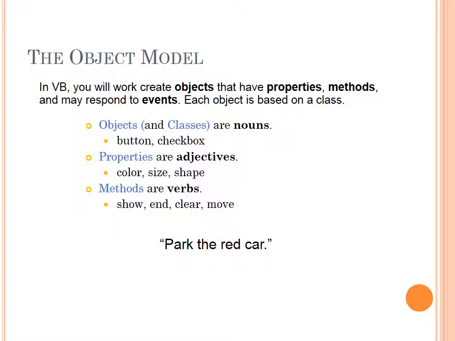Now here's an example. Let's say I take the sentence, park the red car. Well, car is the object. Notice that in a different way, car is also the class. Well, what do I mean by that? Well, the concept, a car, is a class. If I'm talking about a specific car, that's an object. Now, the car is red. That is a property of the car. And one of the things that you can do with the car is park it. That's a verb.